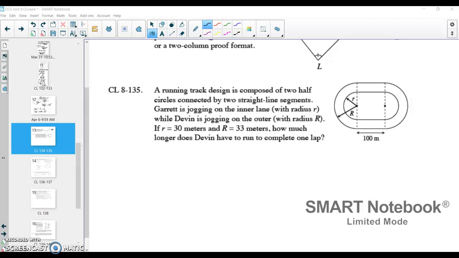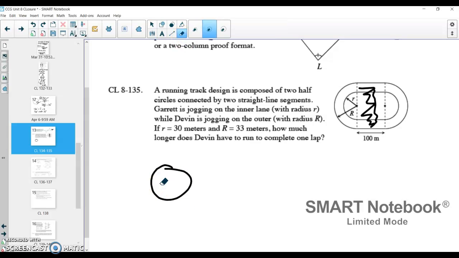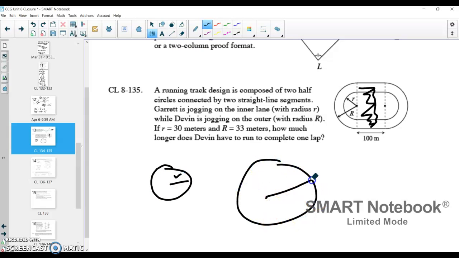The first thing I want us to do is imagine if we take out this middle part, we'll add it back in at the end. If we take out this middle part and combine these two outside parts of the track, we actually have two different circles. We have a smaller circle that has the radius of little r, and we have this bigger circle that has the radius of big R.